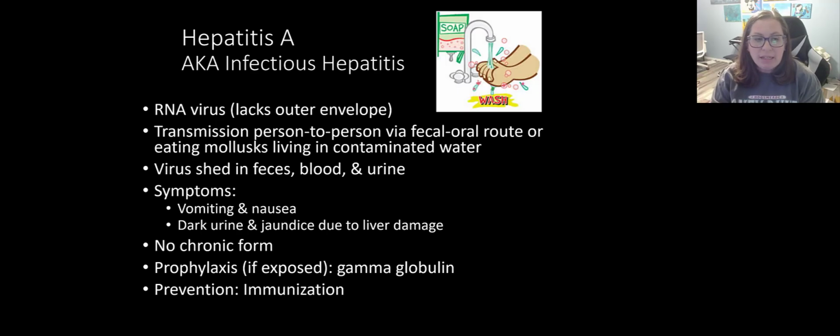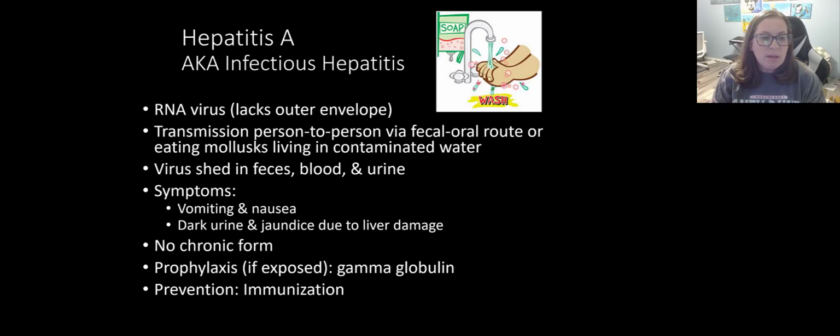Symptoms include vomiting and nausea, and it does create a dark urine, and it can cause you to be jaundiced because of the damage to the liver. Liver, when it gets damaged, it does deposit those pigments of heme in the skin instead of getting rid of them like it's supposed to, and that's where the jaundice or yellow color comes in. In this particular case, it is self-limiting in the sense that there's no chronic form of hepatitis A.